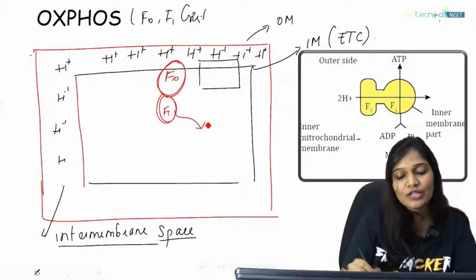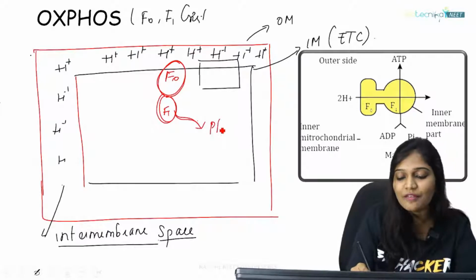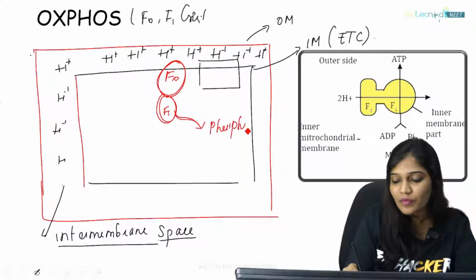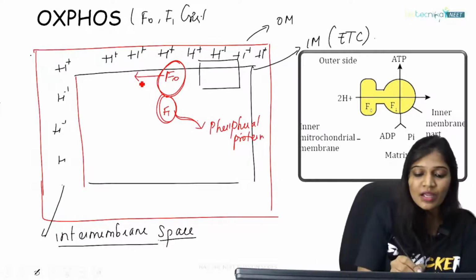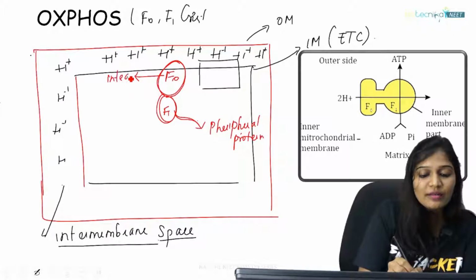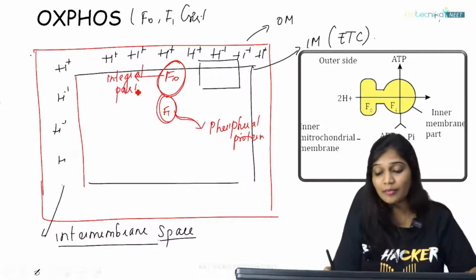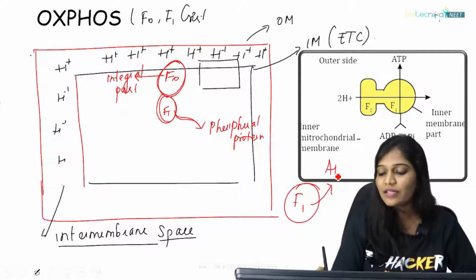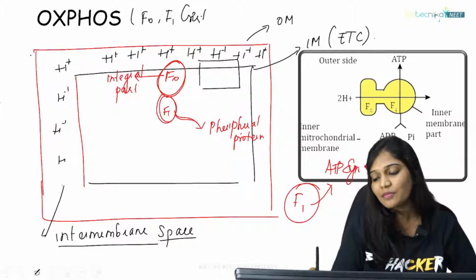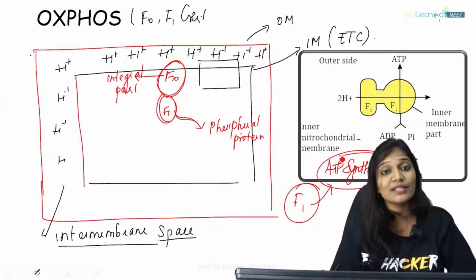This protein is present outside the membrane, so it is called a peripheral protein. And this is called an integral protein, which means it is attached to the membrane. Always remember, F1 is going to act as ATP synthase. Whenever an enzyme is present, there needs to be a substrate. So F1 is going to act as ATP synthase.